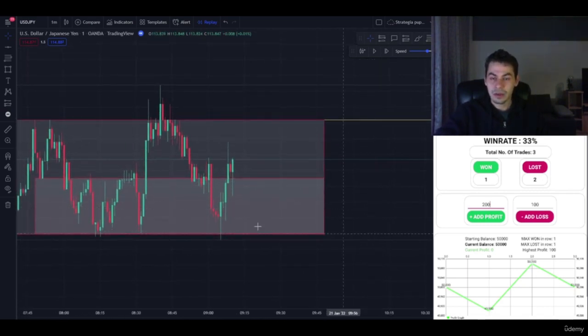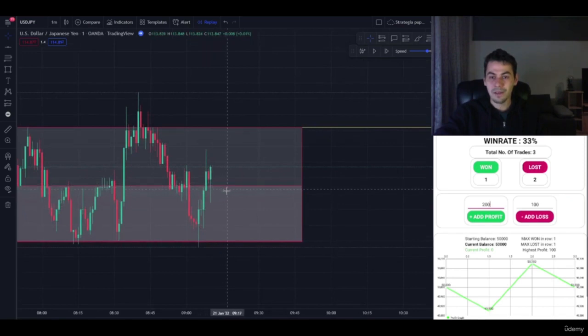Okay, this is quite an interesting instance right here because we can see some kind of reverse head and shoulders forming here, but I think that it will want to retest this box at least once more.